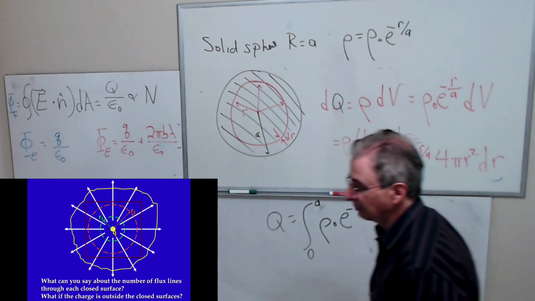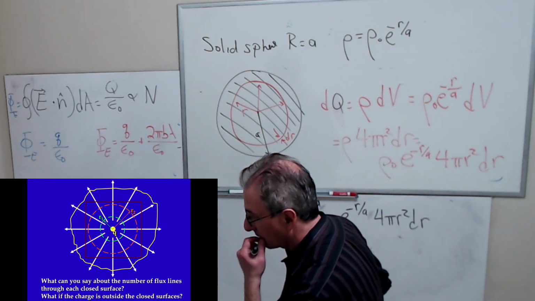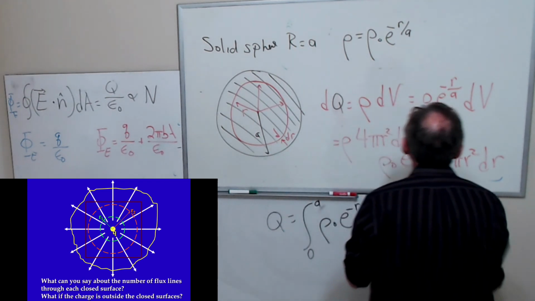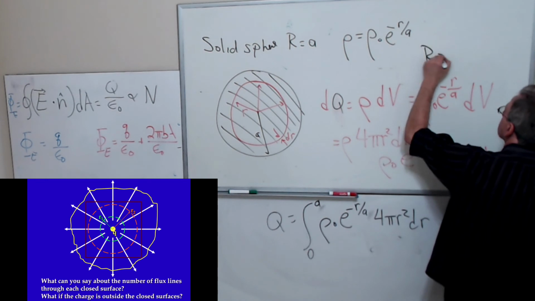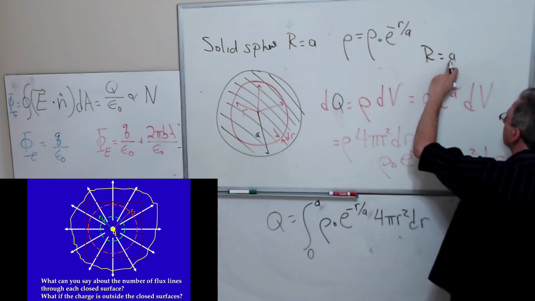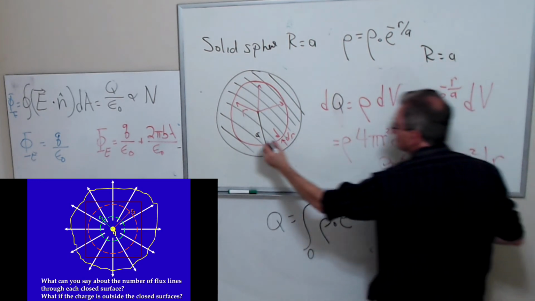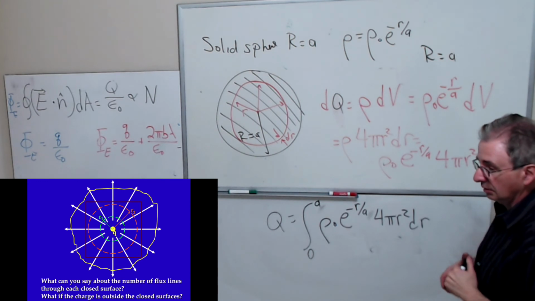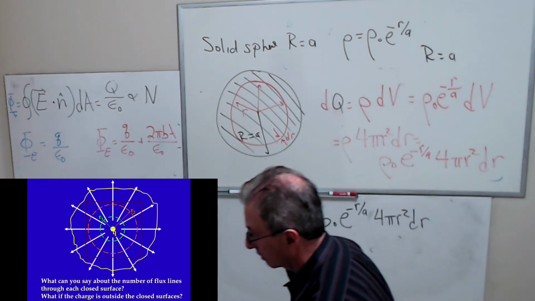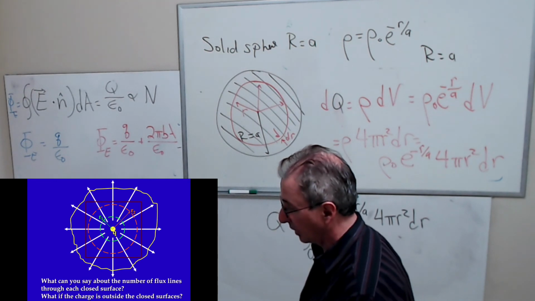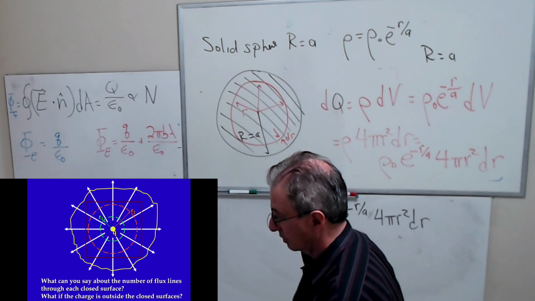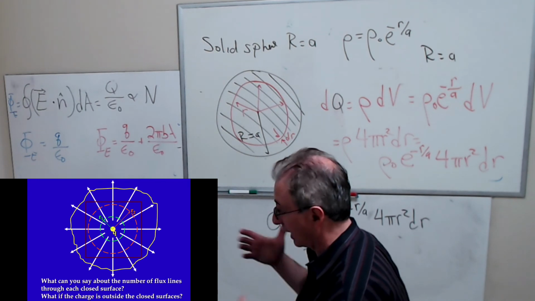Yeah, but okay, Chase. All I said was R equals A, and so this is the actual radius of the sphere. What, R and A, big R and little a? Yeah, they're different. Big R is the actual radius of the sphere.